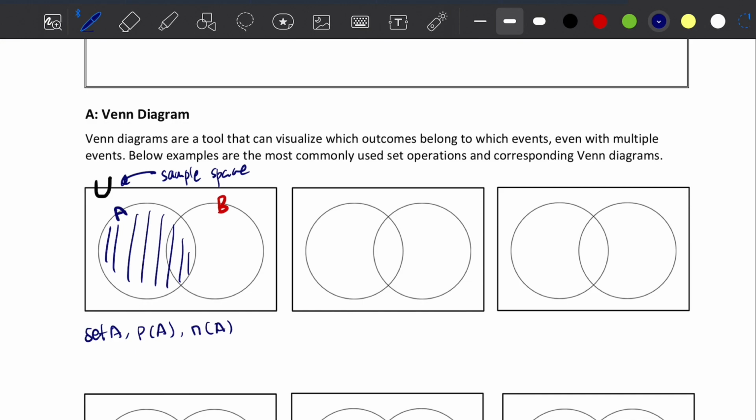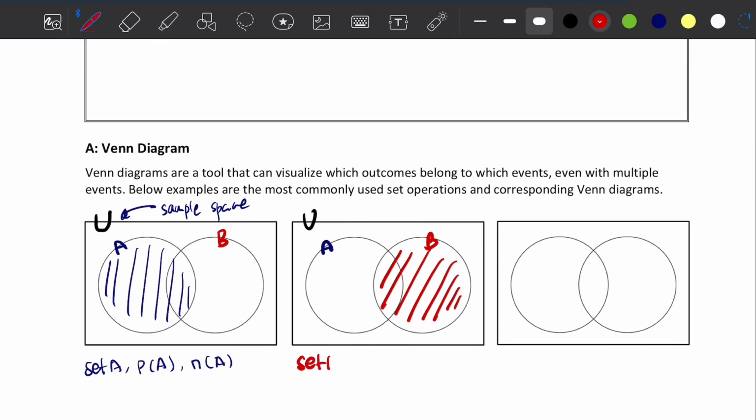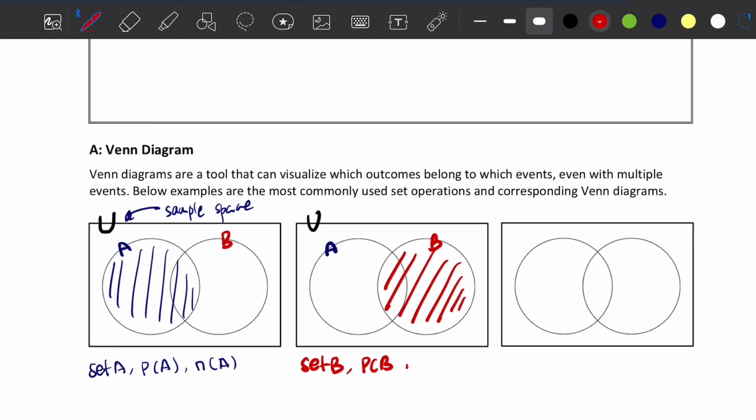If we say there is again an event A and B with the sample space U, and we only consider the event B in this sample space, then we can say this is the case of the set B, probability of B, or number of B. Or if we consider all the cases of event A and event B, in this way.